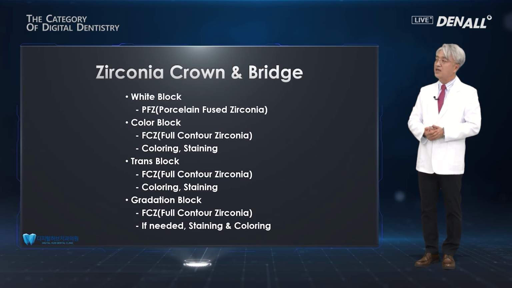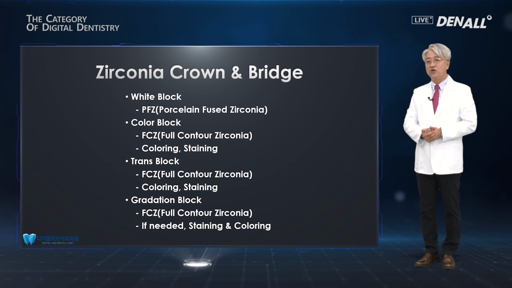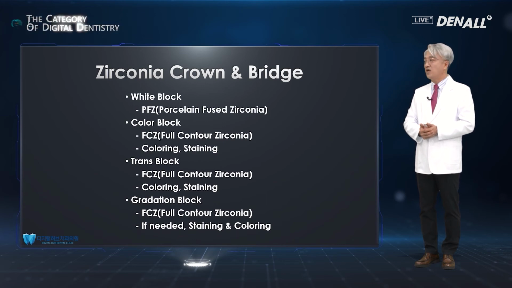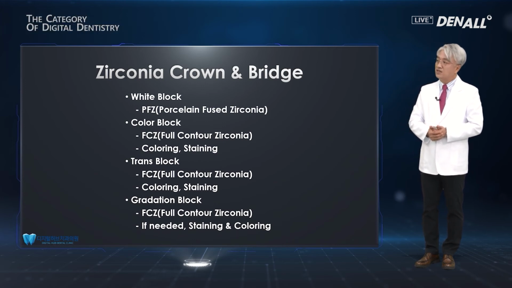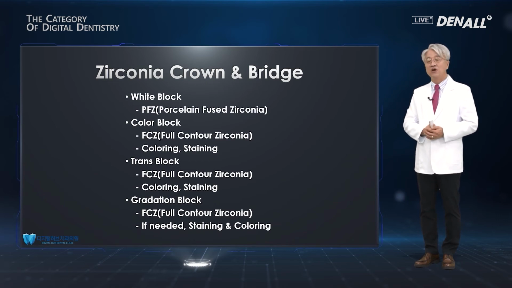Then we had color blocks, A1, A2, A3, B2, B3, indicating the colors of the teeth, and zirconia blocks also came with colors, so it became easier to choose intuitive colors for the teeth. But this block for coloring and staining is a bit complicated, and compared to all-ceramics, aesthetically, it has some problems.